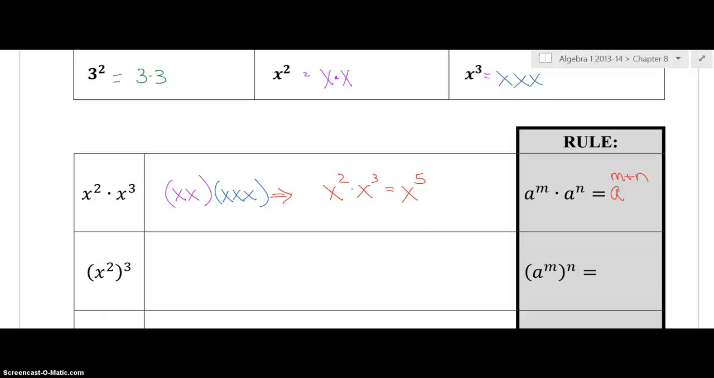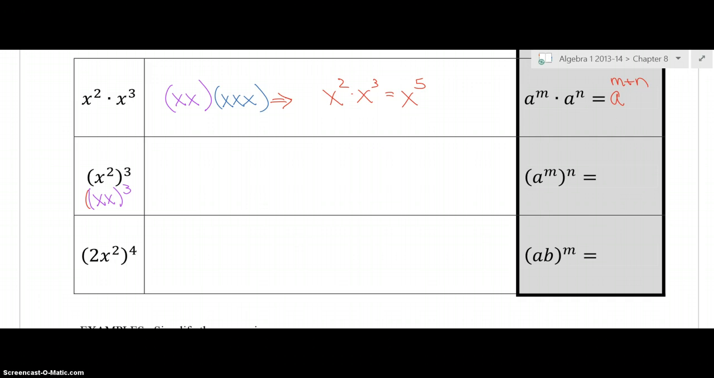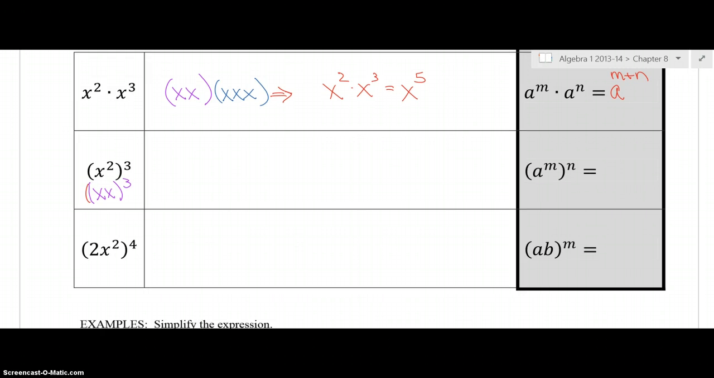The next example has x squared cubed, but we know that x squared is xx, right? And since it's cubed, how many times are we going to write that out? 3 times. So we're going to have xx, xx, xx, which you're right, does end up giving us 6 x's, right?